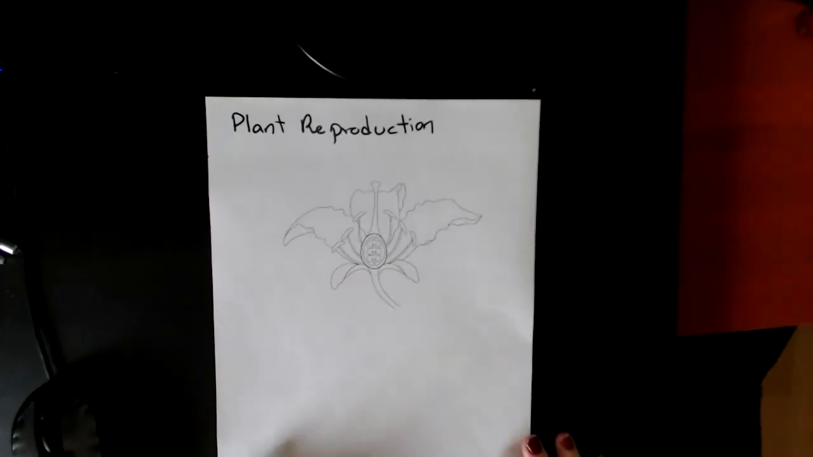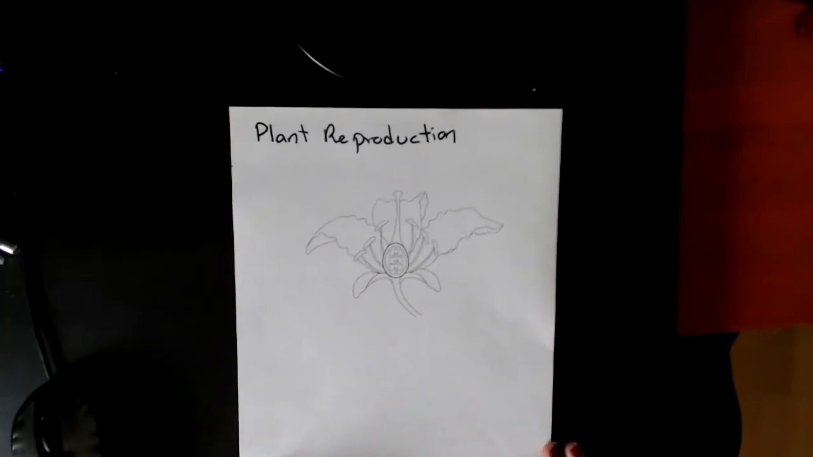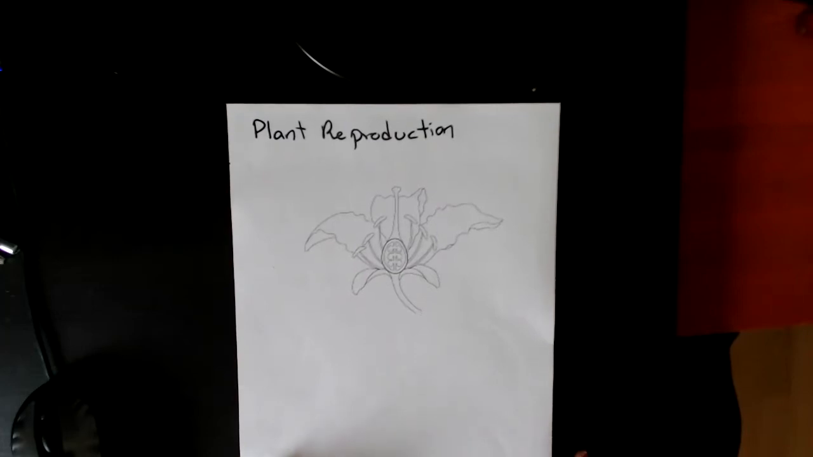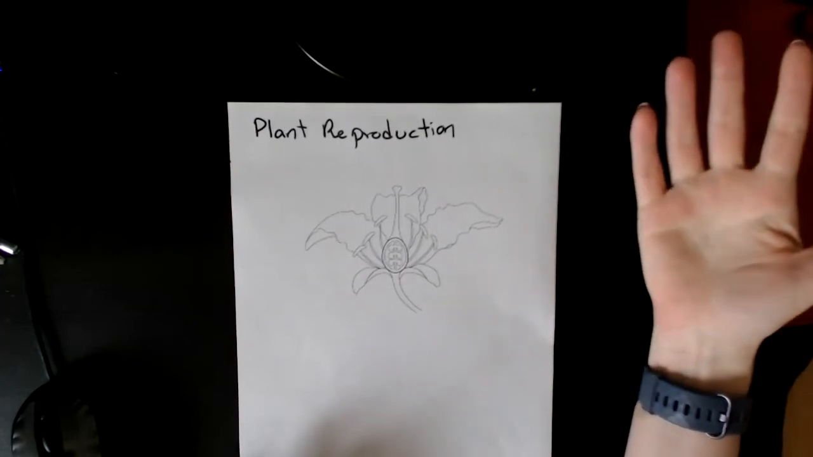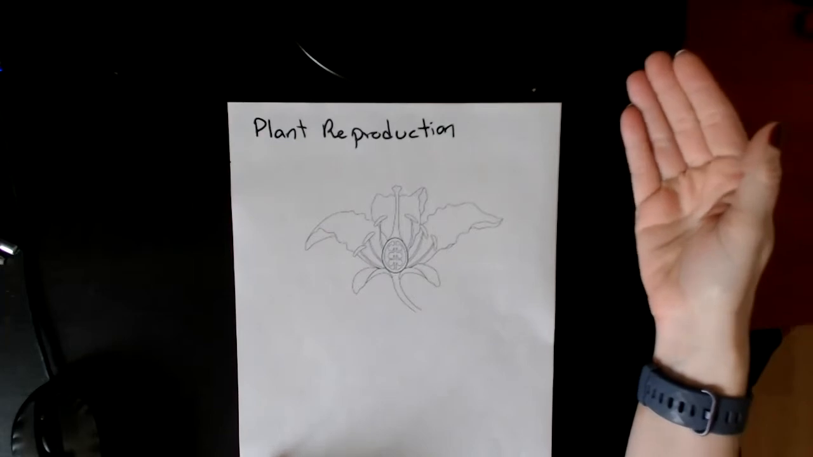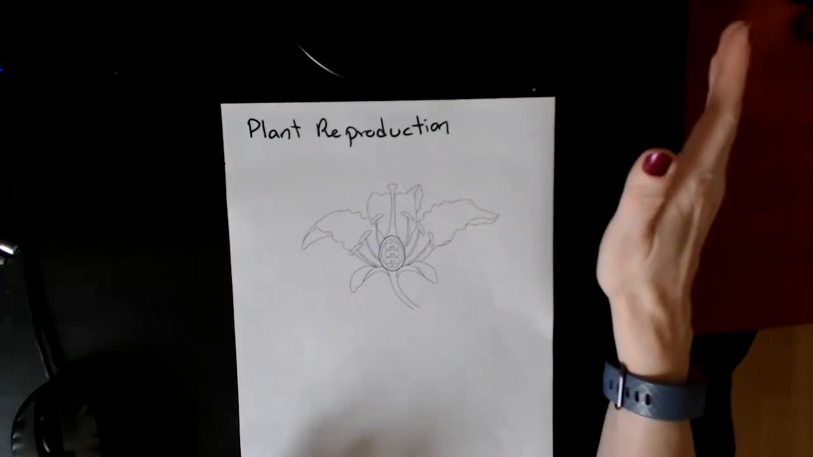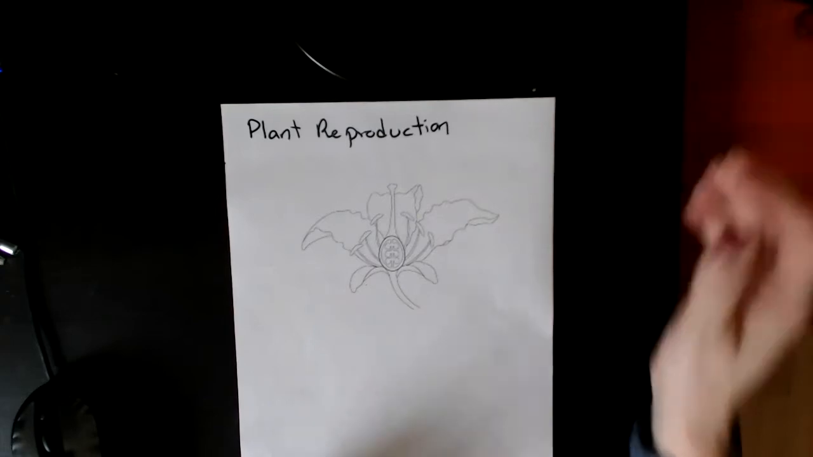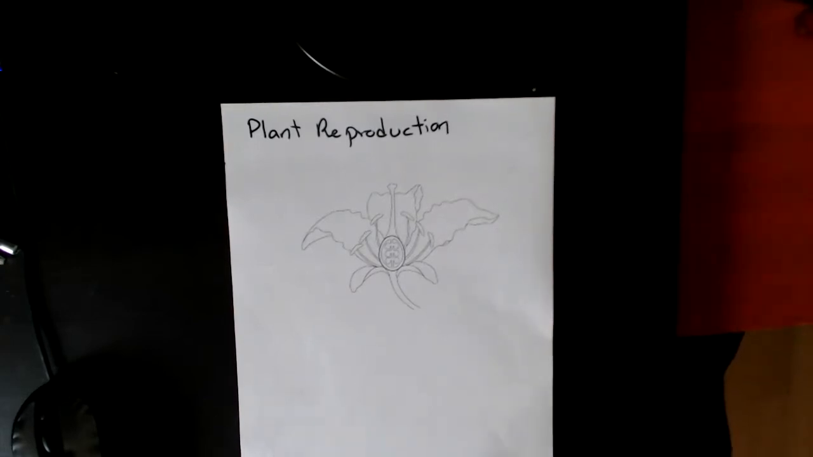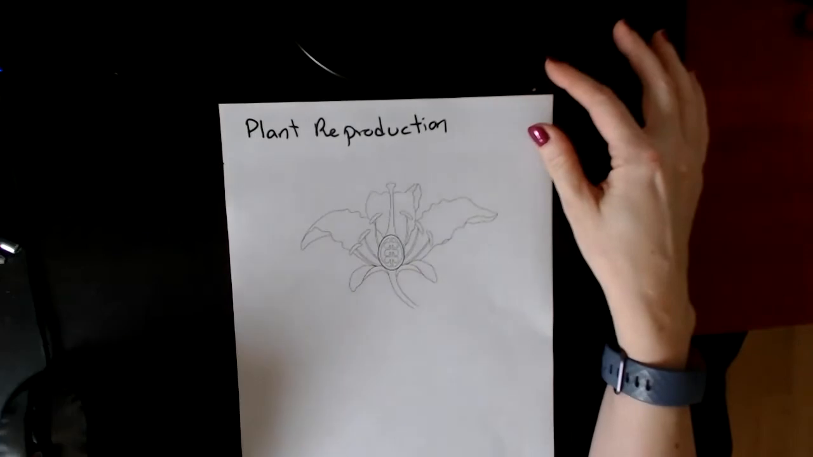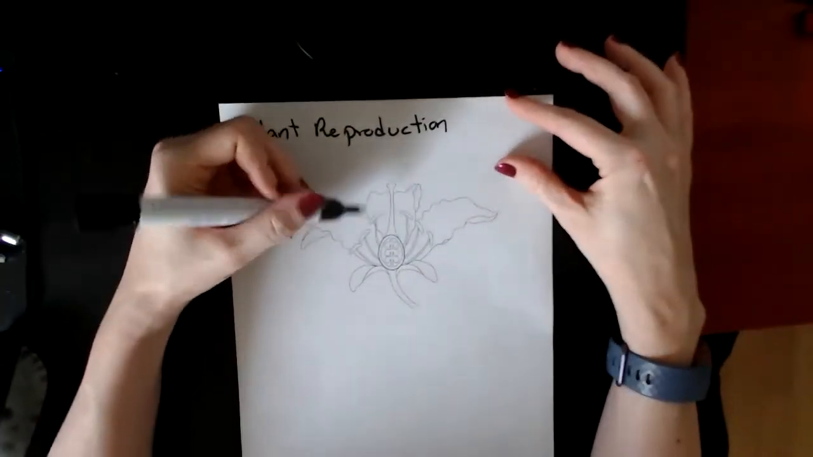So we're going to talk about reproduction, sexual reproduction in plants. And so what I have here is just a basic diagram of a flower. This is an insect pollinated flower, and at the end, we'll talk about how you can tell that, okay? So there's several parts of the flower that you need to be familiar with in order to talk about sexual reproduction, all right?